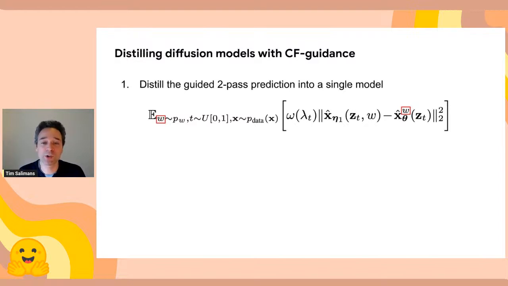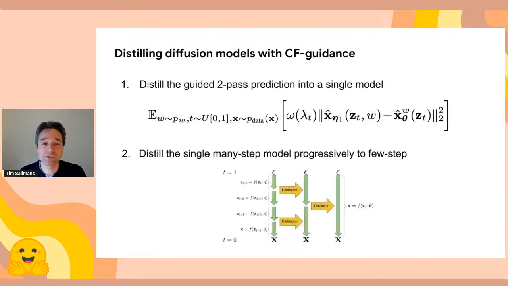And then we try and match that with a student model. And the student model takes as input also the guidance weight W. So in addition to the input data and embedding of the time step, it also takes an embedding of the W parameter. So you train that for some time, after which you have a single model that now does in a single step what the old model did in 2 passes. And after that, you can just do the progressive distillation that I previously explained until you're at the number of steps that you're happy with.